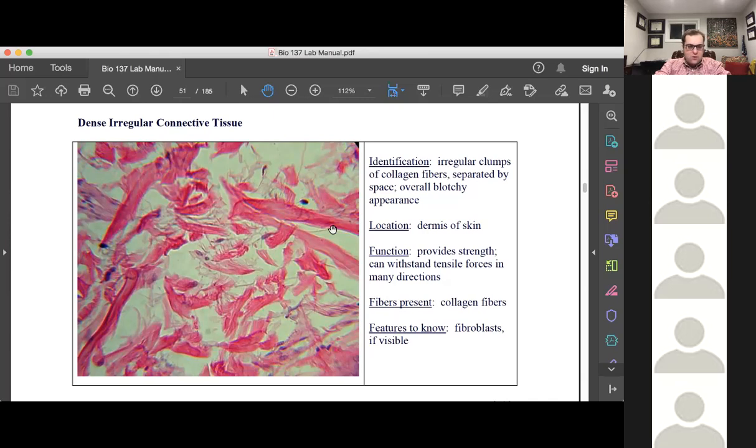I have no interesting takes from dense irregular connective tissue. If you were to recognize it, then you know that this is dense irregular. You'll never see anything else like it. I guess it's left me speechless.